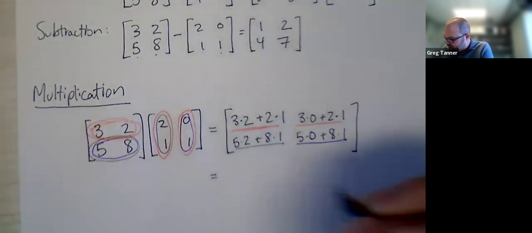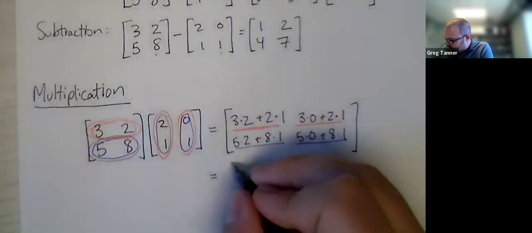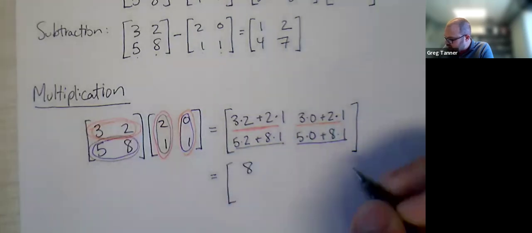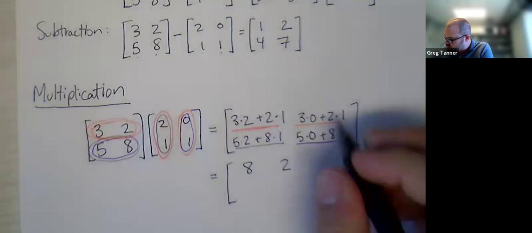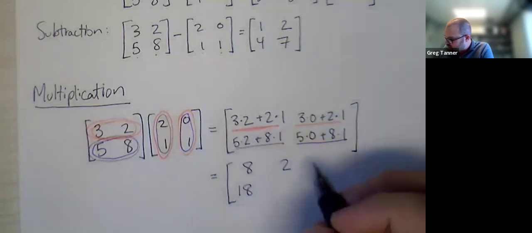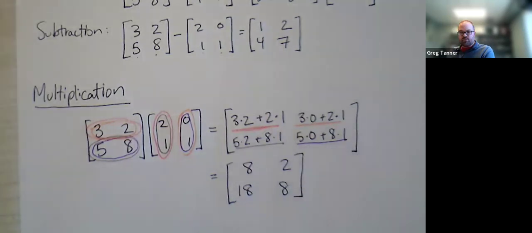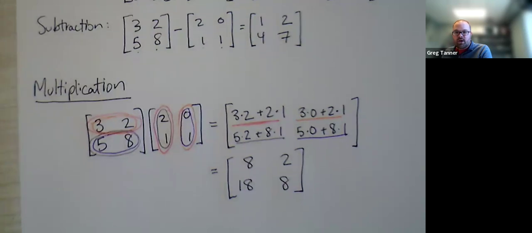Okay. Now let's do the arithmetic. And we should get the matrix 8, 2. This will give me 18 and 8. Okay, so the thing to remember when you're doing matrix multiplication is that you're taking rows from the first matrix and multiplying by columns of the second matrix.